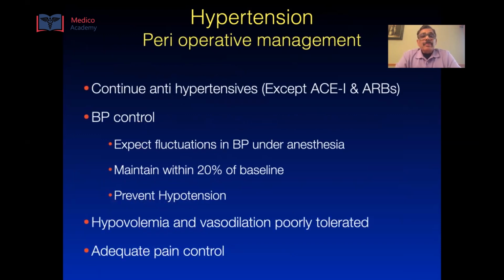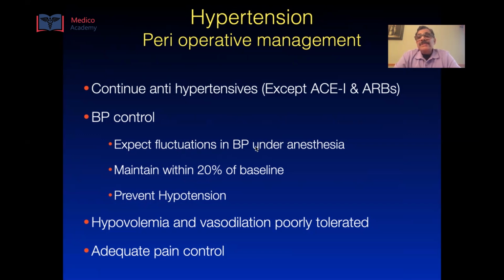In the perioperative period, we continue all antihypertensive medications except, as I mentioned, ACE inhibitors and ARBs. These drugs we stop 24 hours before, so do not take them in the morning of surgery. Except for these two, the rest of the antihypertensive drugs should be taken in the morning of surgery. Then blood pressure should be adequately controlled in the operating room. We expect more fluctuations, so we should be ready to treat both hypertension as well as hypotension. We try to maintain the blood pressure within 20% of the baseline.